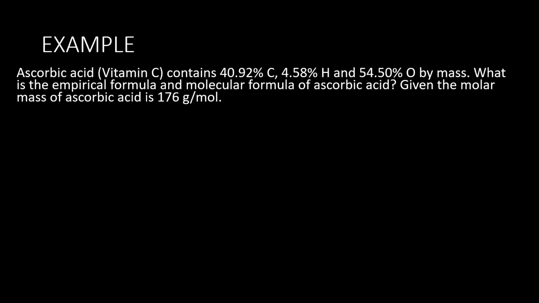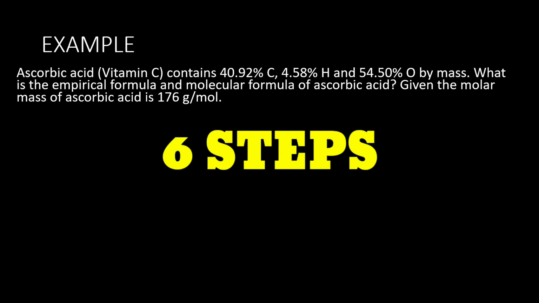In this example, we have been given the mass percent of each element present in ascorbic acid. Carbon 40.92%, hydrogen 4.58%, and oxygen 54.5%. And we are being asked to determine what is the empirical formula and molecular formula of ascorbic acid, given the molar mass of ascorbic acid is 176 grams per mole. So to determine the empirical formula, we just need to follow through the 6 steps.